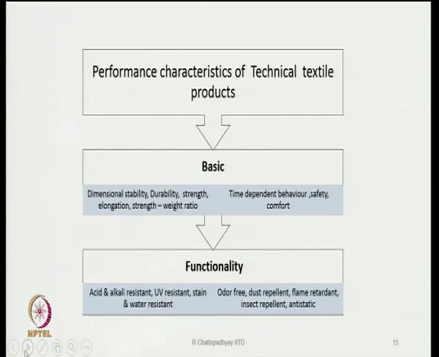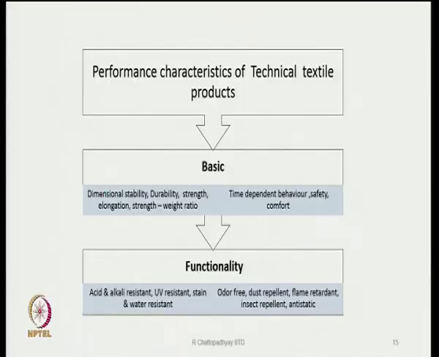Now, just as an example, let us take technical textile products. Technical textile is a very, very vast field. There are so many types of technical textiles. We all know that they can be classified into different types, like geotextiles or medical textiles. In general, the basic properties of a technical textile product are dimensional stability, durability, strength, elongation, strength to weight ratio, time dependent behavior, safety and comfort. These are the basic properties of technical textile fibers.